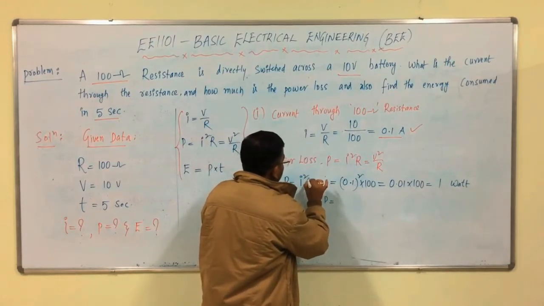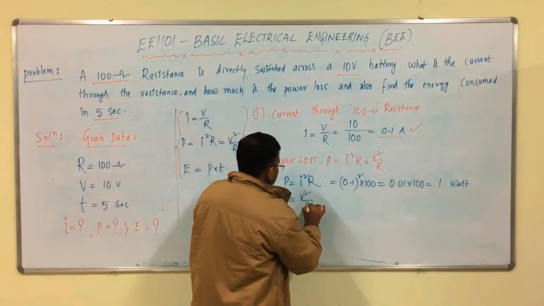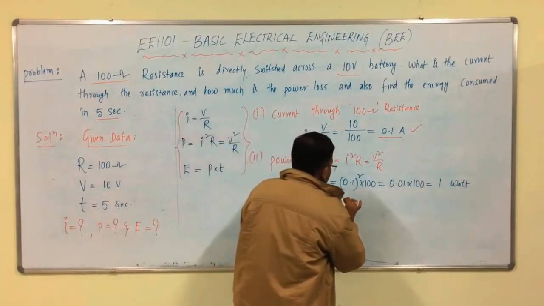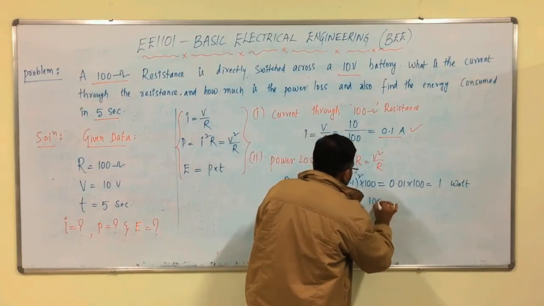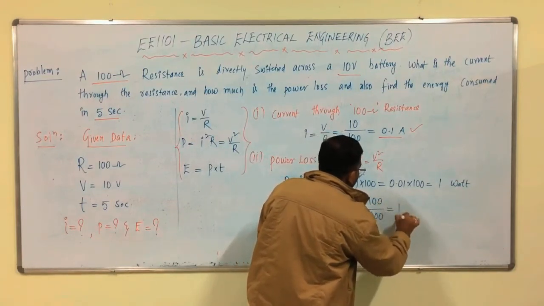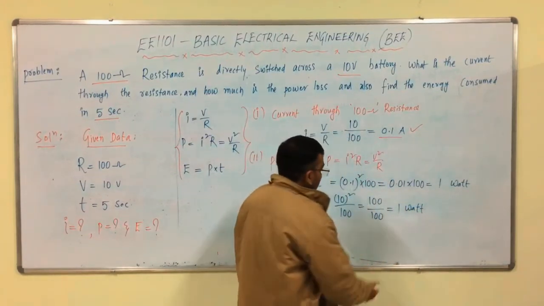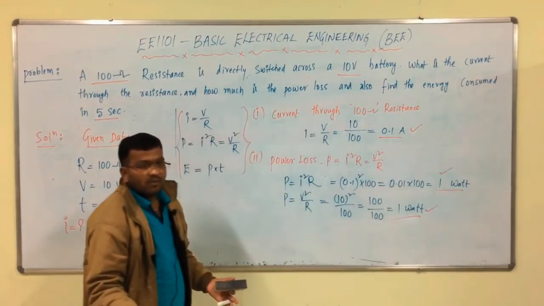Or we can use V square by R, which is equal to, what is the value of V? 10. 10 square by, what is the value of R? 100. 100 by 100, which is equals to 1 watt. We are going to get the same value of power, no?